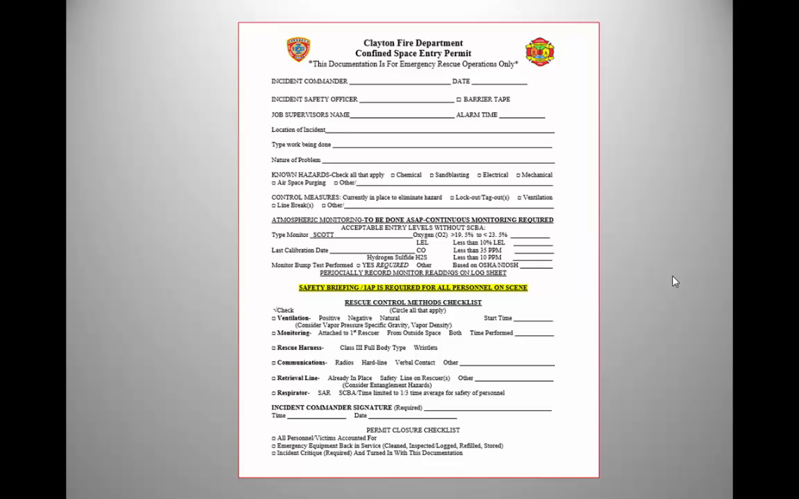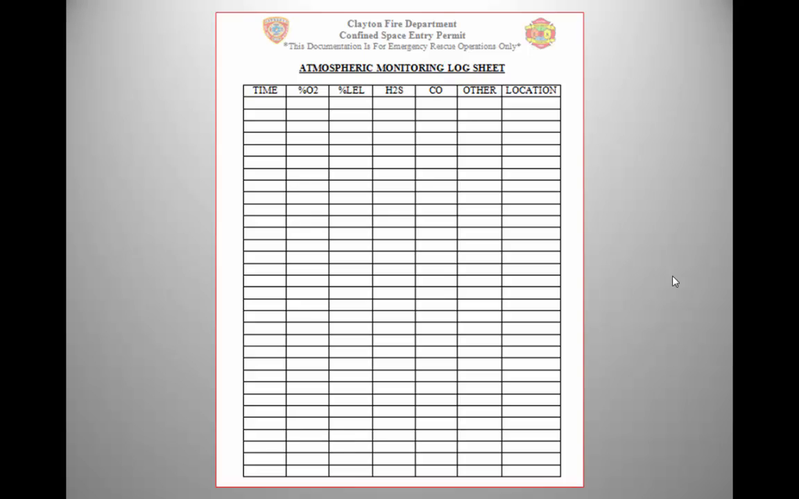The atmospheric monitoring page, self-explanatory. This will be separated from the permit process and given to the person monitoring the atmosphere, the ventilation group. Sometimes this is given to the accountability person just for the logging aspect. It just depends on what personnel you have on site and who's able to do this information. Typically for atmospheric monitoring, we want to do every 5 minutes or so for that continuous monitoring.